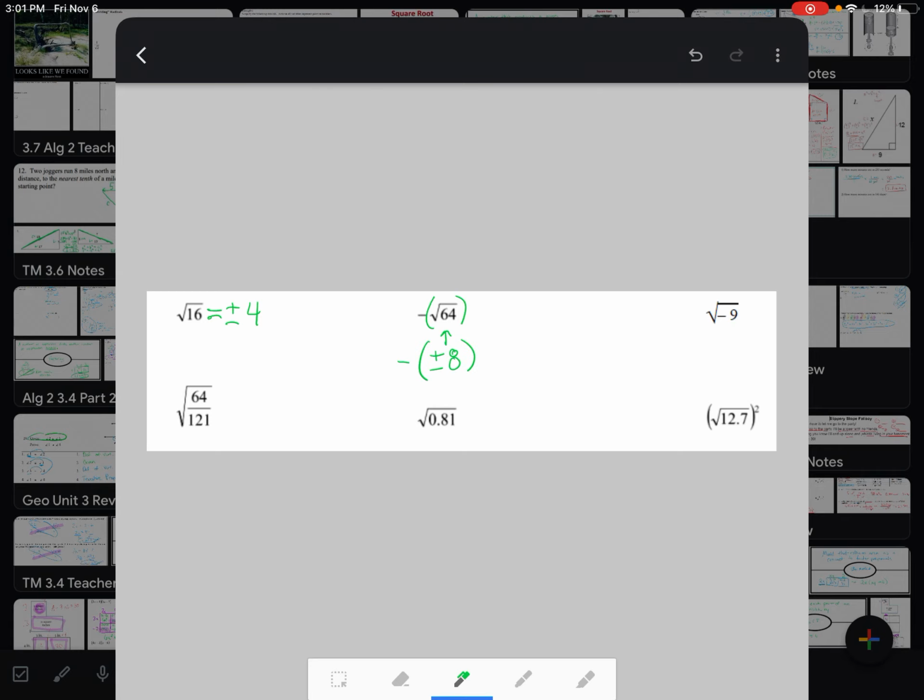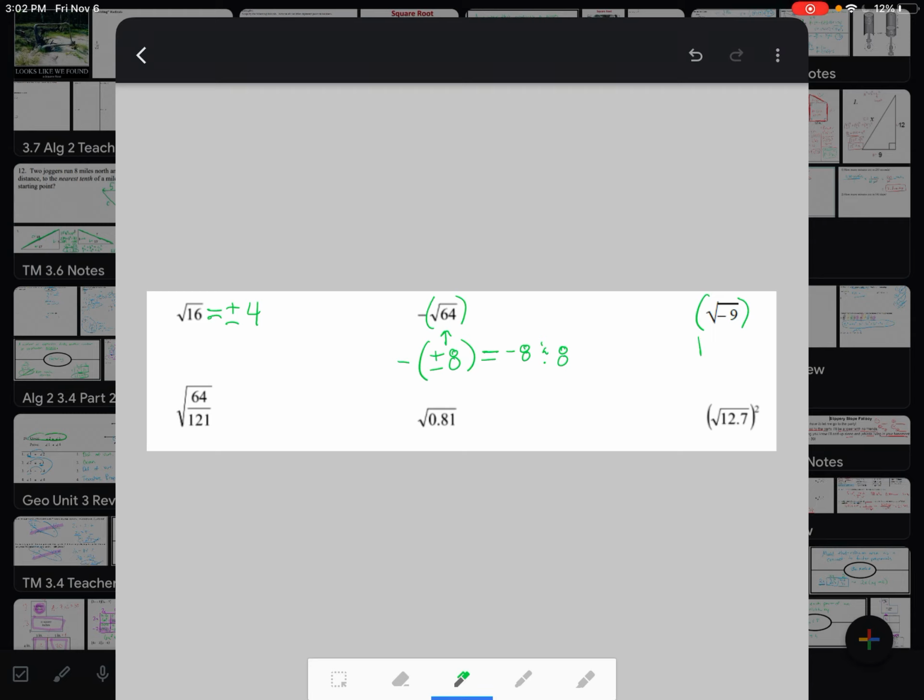Secondly, we want to evaluate these expressions in order. So we're going to evaluate the square root of 64 first, which is plus and minus 8. And then there's a negative on the outside that we can distribute in. So it actually won't really change our answer. We'll still have negative 8 and positive 8 as answers to that expression.